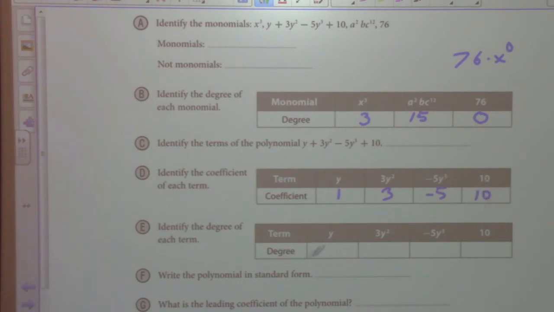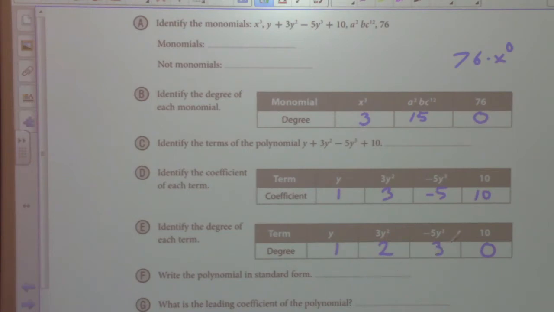And then as far as identify the degree of each term, now we're going to take the same thing. What is the degree of each term? Degree is 1, 2, 3, 0.